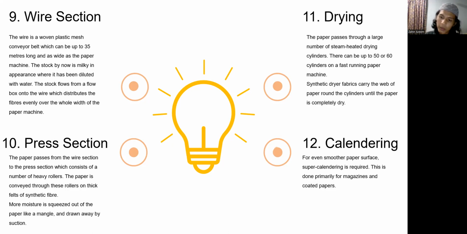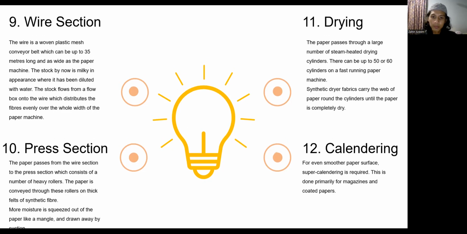The second last stage of the processing is calendaring. For an even smoother paper surface, super calendaring is required. This is done primarily for magazines and coated paper. Through a combination of heat, pressure, and friction, the paper acquires a high luster surface. The paper becomes somewhat compressed during the process and is therefore thinner than its matte finish equivalent.